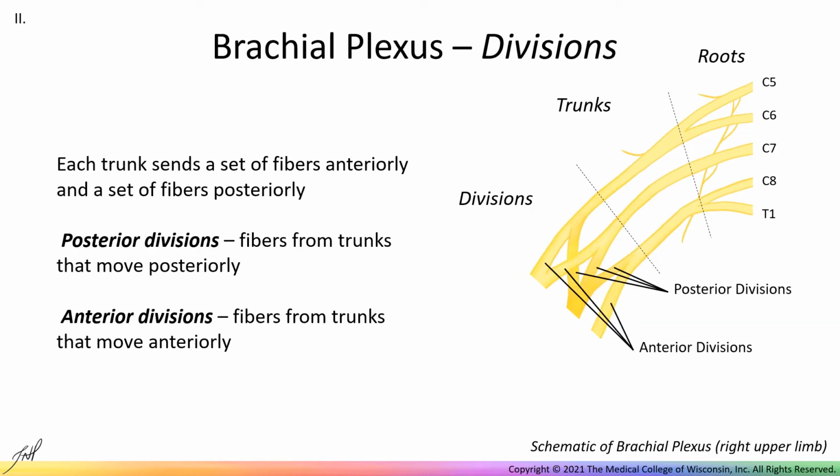Then the trunks trade fibers around. Essentially, each trunk splits into 2 divisions, with each trunk sending some fibers anteriorly and some posteriorly. Note that the divisions lay superior to the clavicle and may be difficult to see in lab without removing a section of this bone.